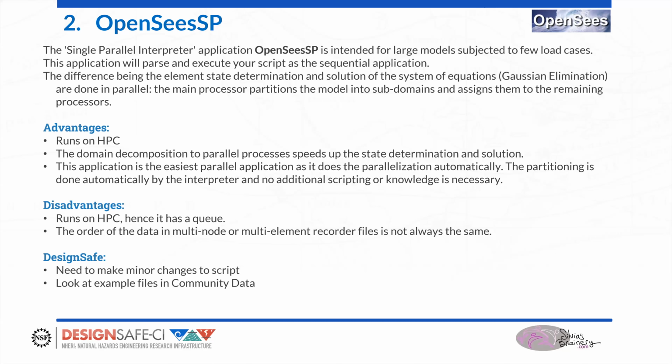Of course, it runs on the HPC, which means it has a queue. It depends on if you submit it to the web portal, you have one type of queue. If you work directly in the HPC system, you have a different type of queue. In DesignSafe, there's a lot of examples in the community data. There's a lot of documentation on OpenSeesSP, so you're set to run it in DesignSafe.